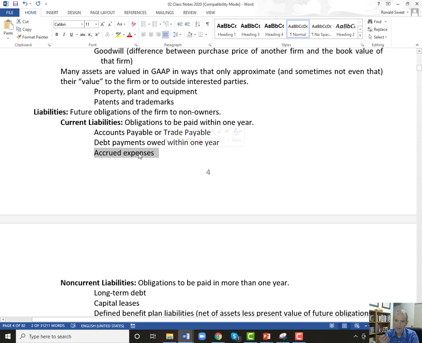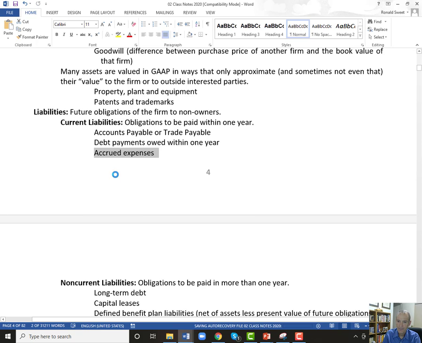So a good example, like UTSA, they would pay me every 2 weeks, but I would work the first 2 weeks of January and they'd pay me on the third week of January. So what that meant at the end of the second week of January, they owed me 2 weeks of salary, but they're not going to pay me for another week. So they have debt to me of 2 weeks of salary, and they won't pay me for another week. So that's accrued expenses. So it's a really cheap way to borrow money because you don't pay interest on that kind of debt.